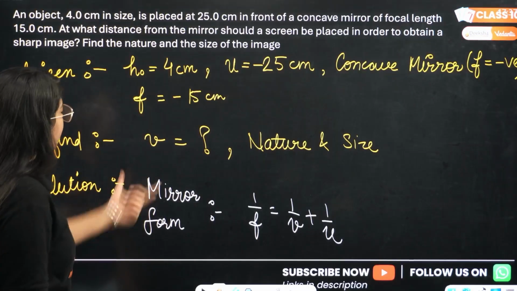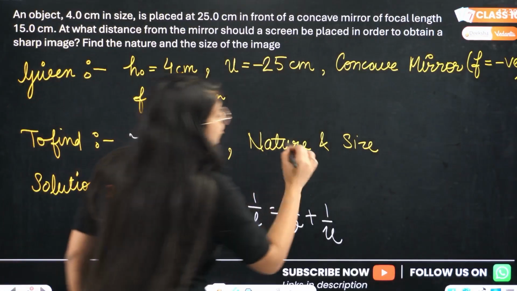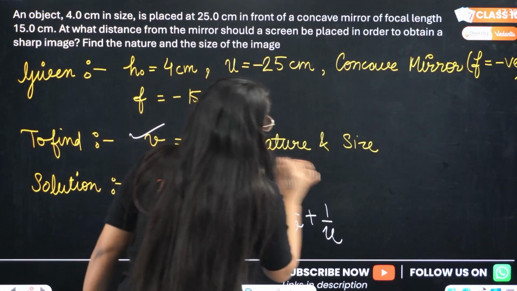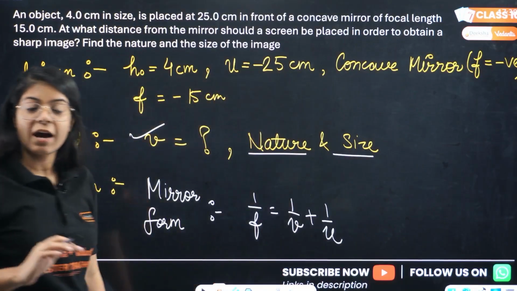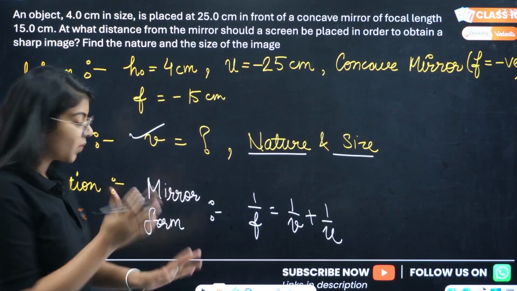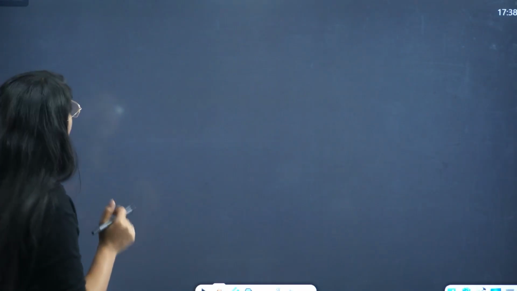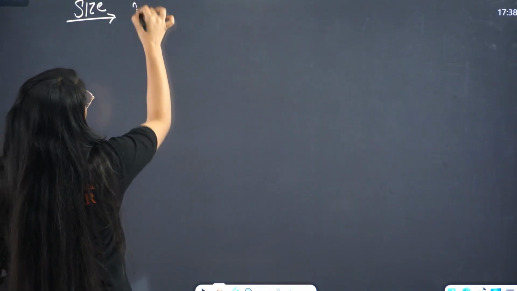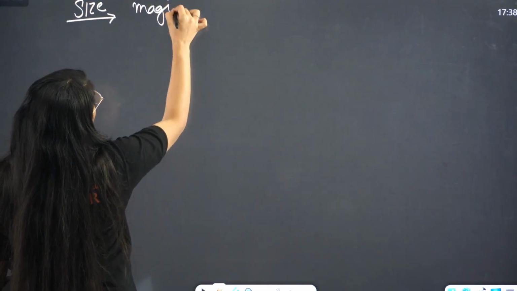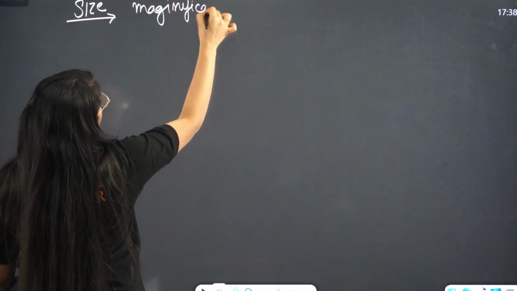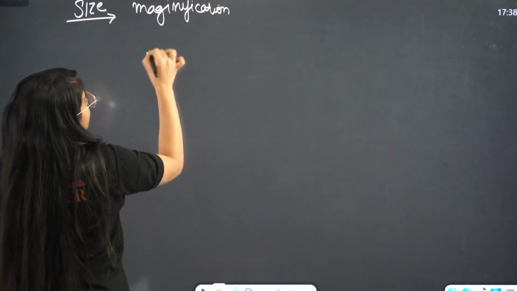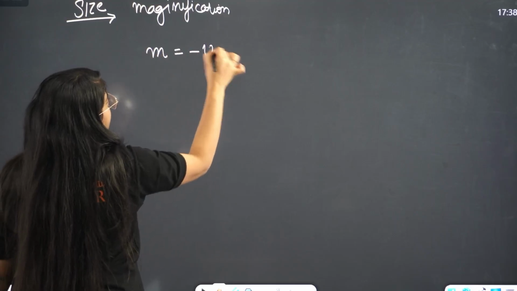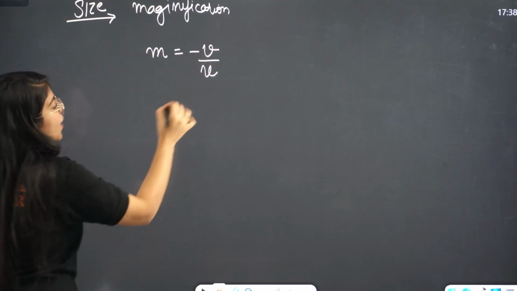So we found V, right? We also have to find the nature and size of the image. How do we do that? Let's see, magnification. Size means magnification, right? Every time they will ask you about the size, you have to find magnification. Now for a mirror, magnification is simply minus V by U. Look carefully, minus V by U.